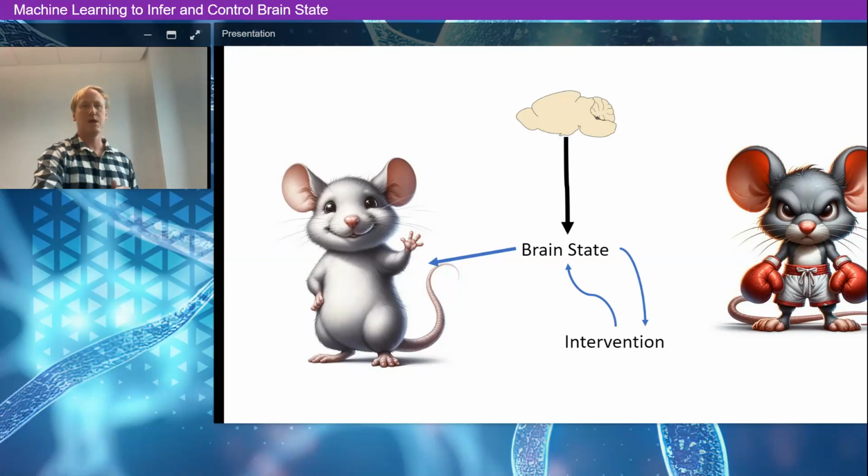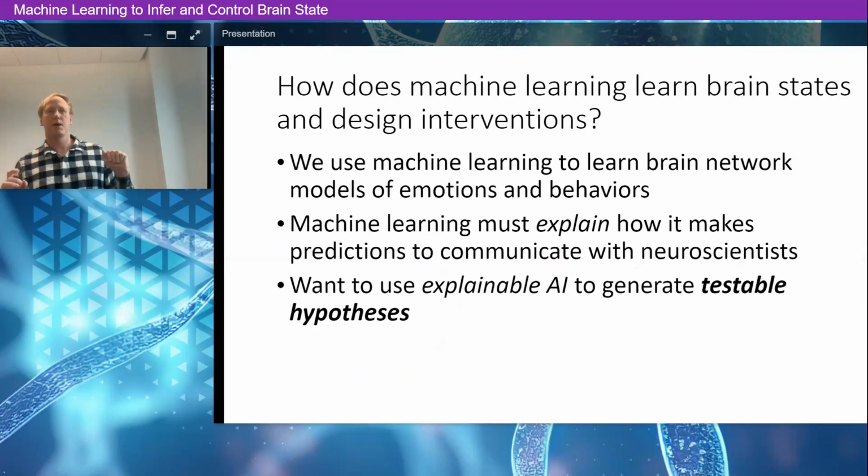Now, there's this really big question here of, okay, this seems a little bit complicated. How can we actually do this? Well, in my research, we are using machine learning or artificial intelligence to learn brain states, and we're going to try to use this to design interventions, right? So we're using a lot of machine learning methods to learn brain network models of emotions and behaviors. One of the big things here is that we want to be able to design interventions from this. So we need to be able to take these methods and summarize the results or the type of insights that we make from it.